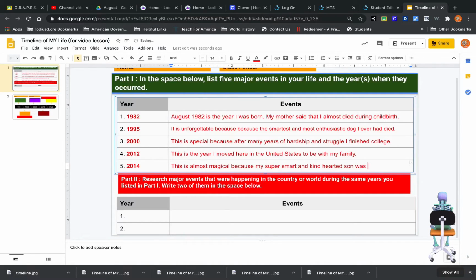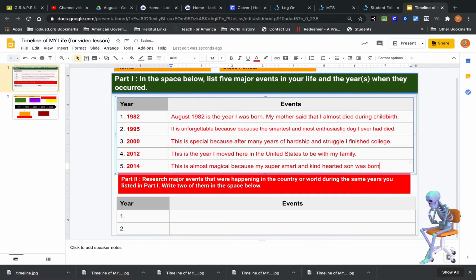Well, obviously it's 2020. There are so many things to include, but of course I just need to choose 5 important events as an example here. Now let's go to part 2 of this assignment. Research major events that were happening in the country or world during the same years you listed in part 1. Write 2 of them in the space below.